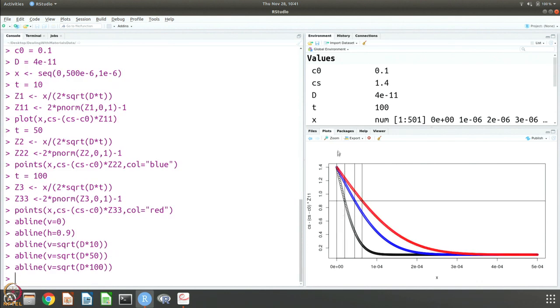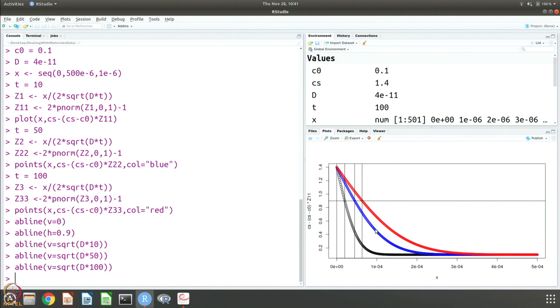So, here is the solution. This is the surface and this is the 10 second solution. You can see that this is proportional to root Dt because this is the root Dt value that we have plotted for 10 seconds, and this is for 50, this is for 100. You can see as time proceeds, the diffusion flux increases into the material because there is a concentration gradient.